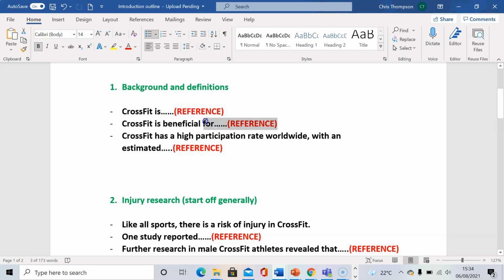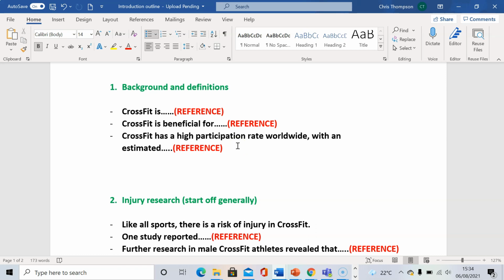Other things I'd talk about in relation to CrossFit would be why it's beneficial, this is why people do it, and this is how many people do it. So 100 million people around the world, or whatever that statistic is, find a reference. You can see in red font, reference. But lots of references in. If you do a whole paragraph and there's no references, it's going to affect your grade.